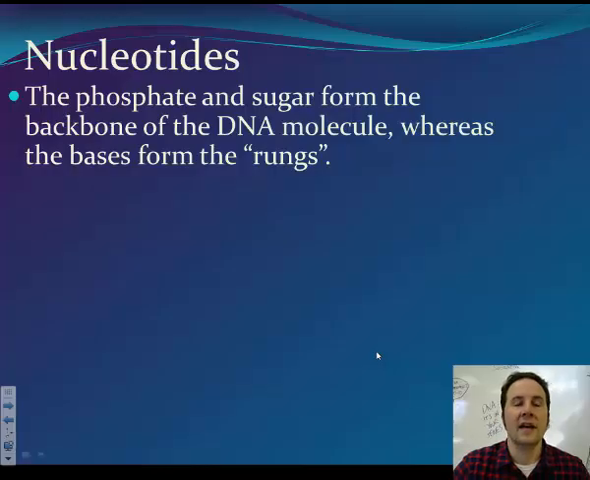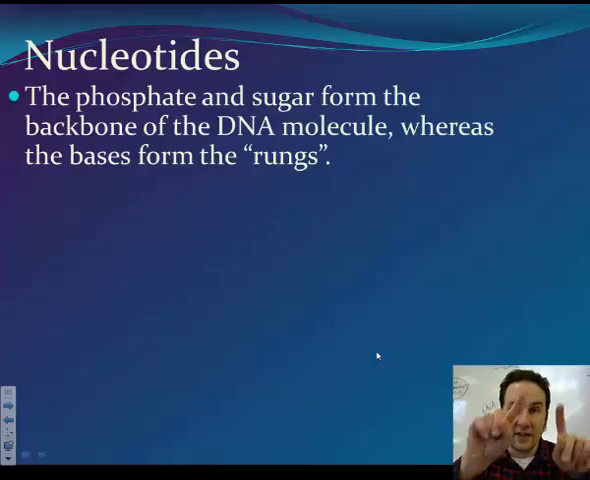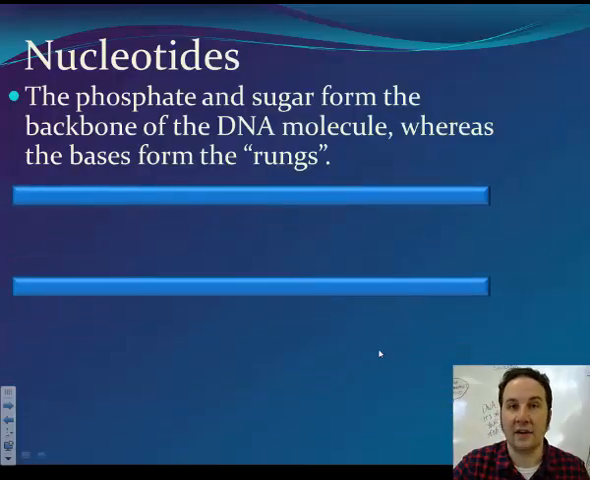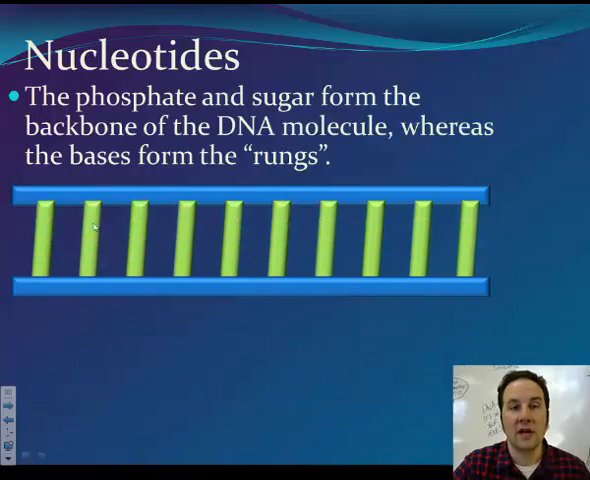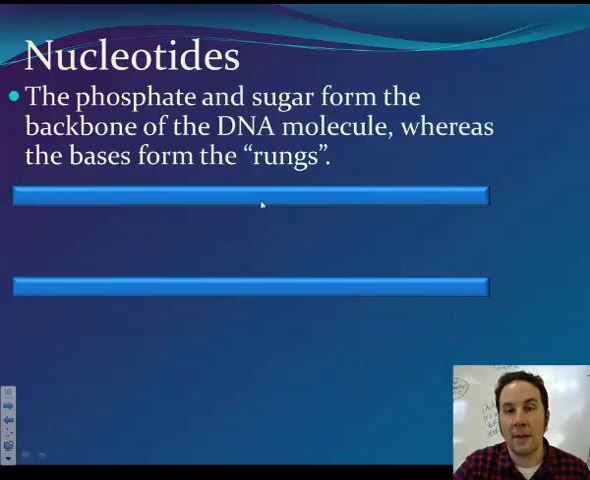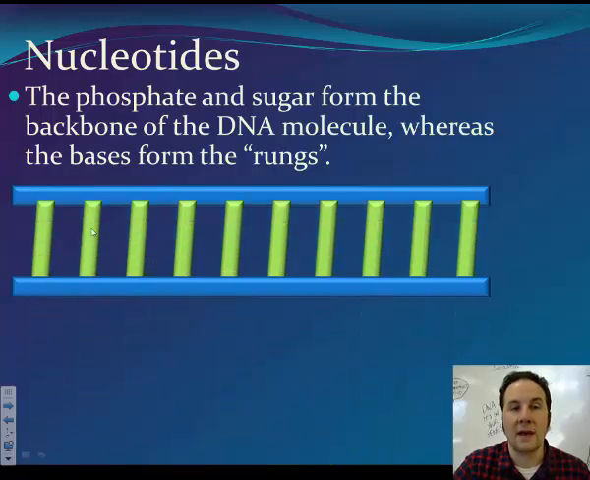In a nucleotide, the phosphate and the sugar form the backbone of DNA. So the backbone of DNA is literally the sides of a ladder. The rungs are where the nitrogenous bases form. So the phosphate and sugar make up the backbone of the ladder. The nitrogenous bases make up the rungs of the ladder.